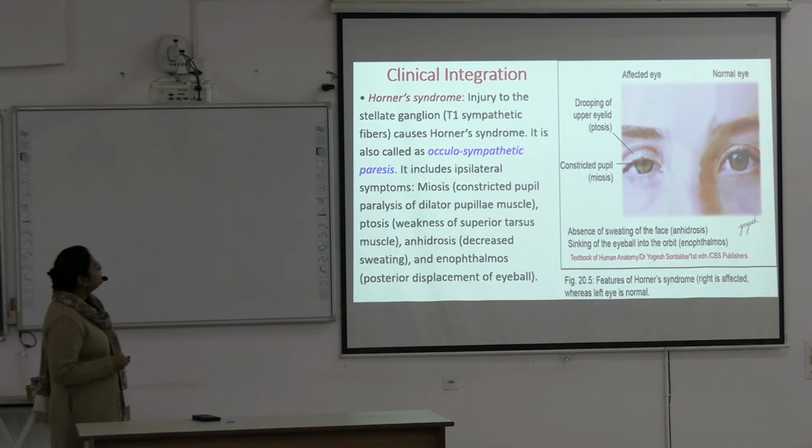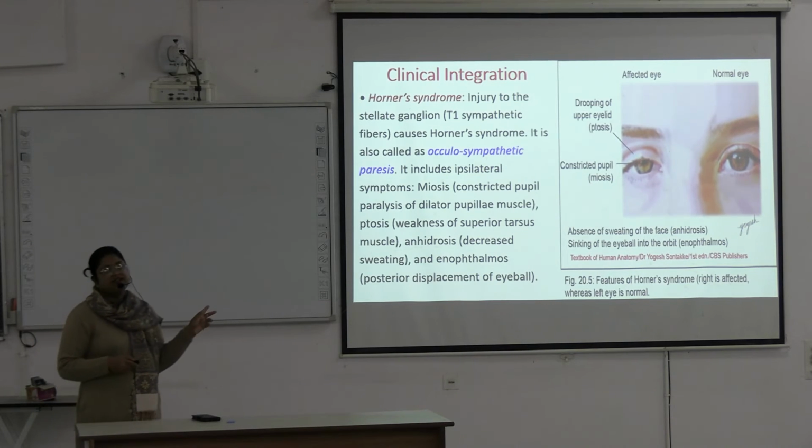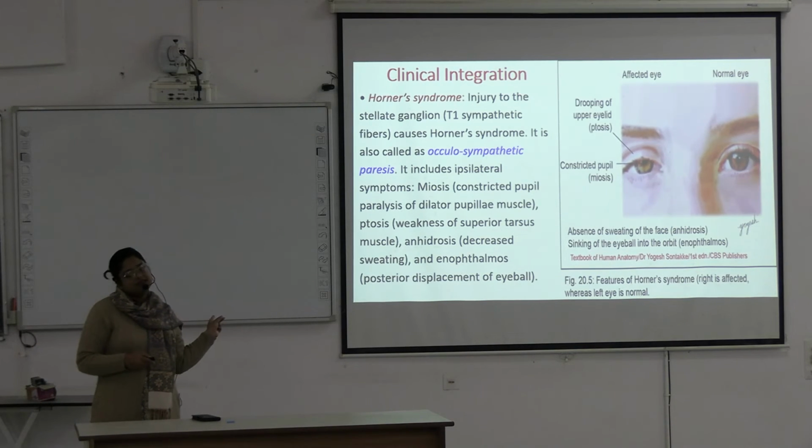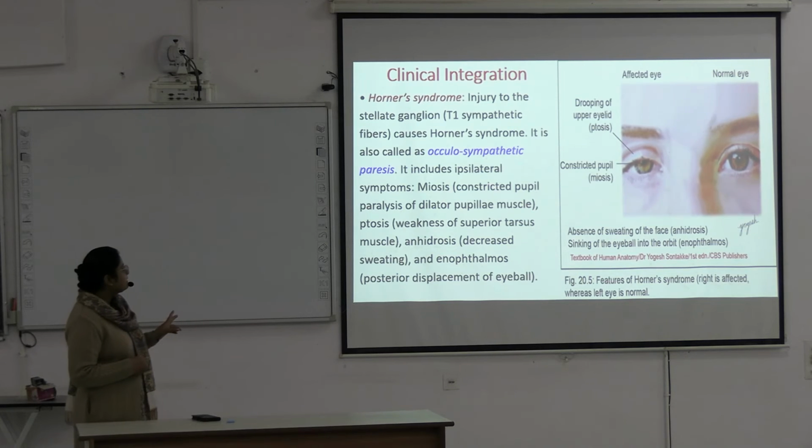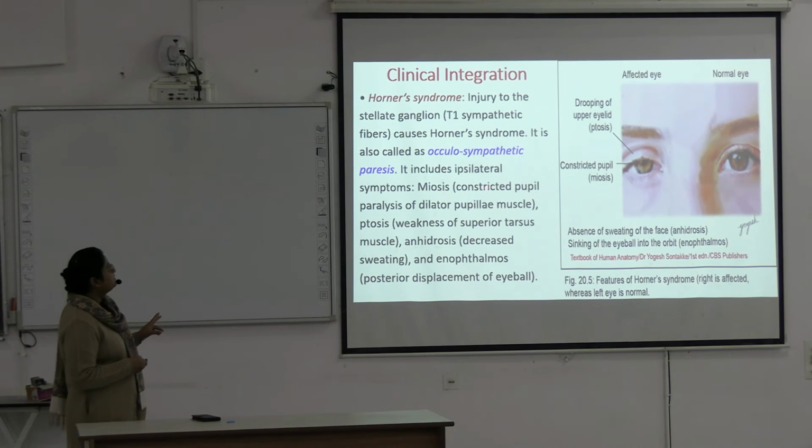Horner syndrome is also called oculosympathetic paresis. Mainly near the eyeball there is paresis. It includes ipsilateral symptoms, that is, same side involvement. On whichever side the sympathetic chain is involved, you will get symptoms on that side. So there will be miosis, constriction of the pupil, due to paralysis of the dilator pupillae muscle. Dilator pupillae helps in dilatation of the pupil.